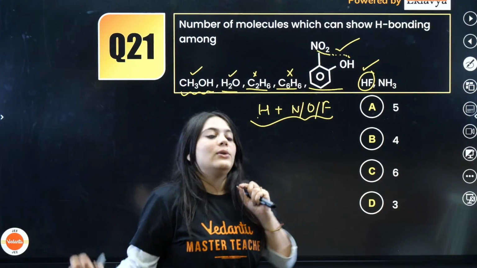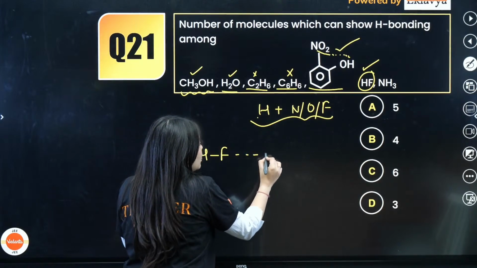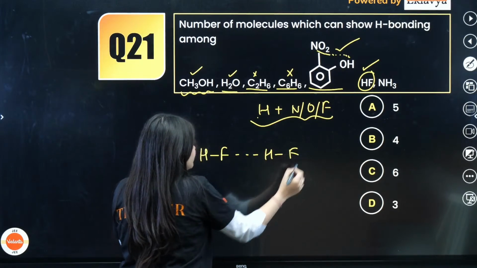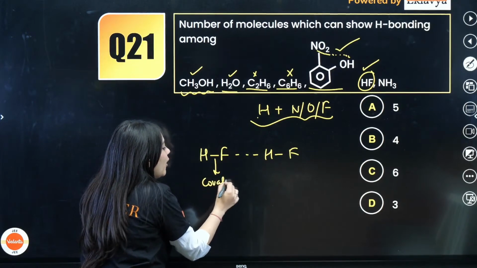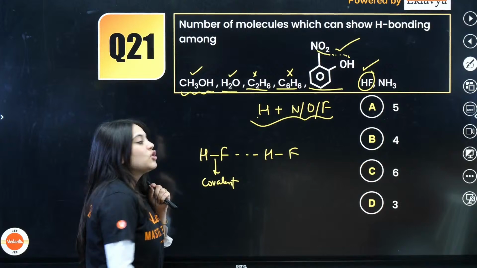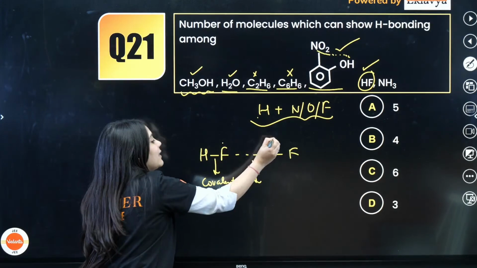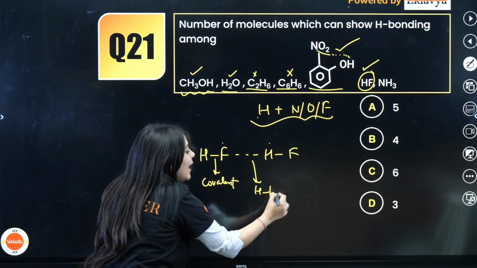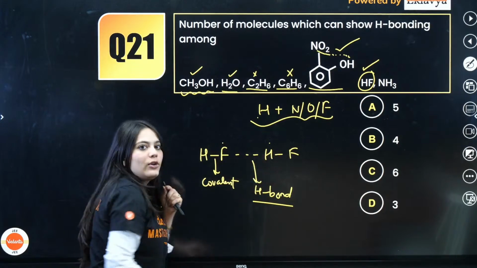Between two HF molecules, there will be hydrogen bonding like this. This is between HF, this is the covalent bond, right? Hydrogen bonding is shown between two different molecules. This is between this fluorine and this hydrogen. This will be your H bonding. Understand the difference. This is intermolecular.